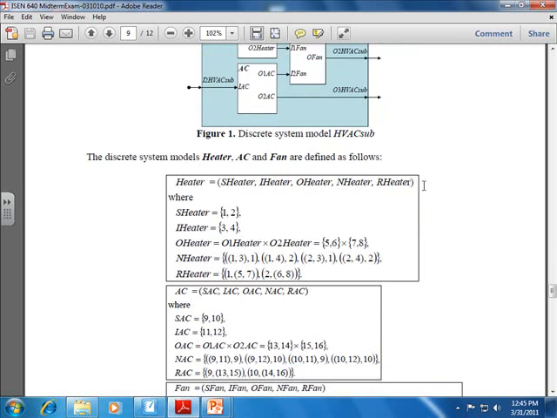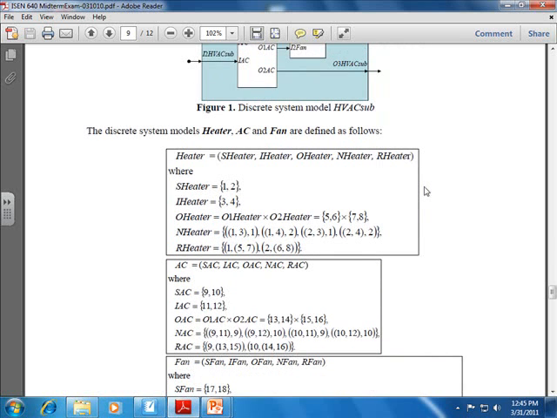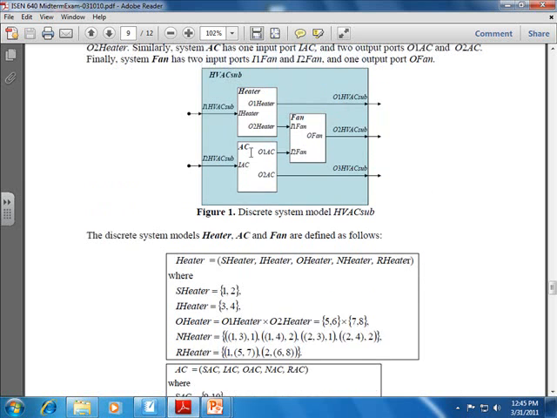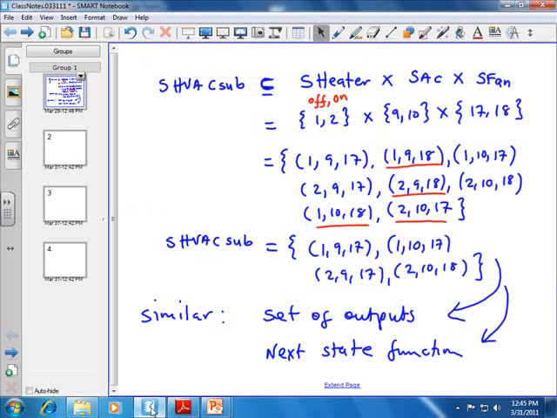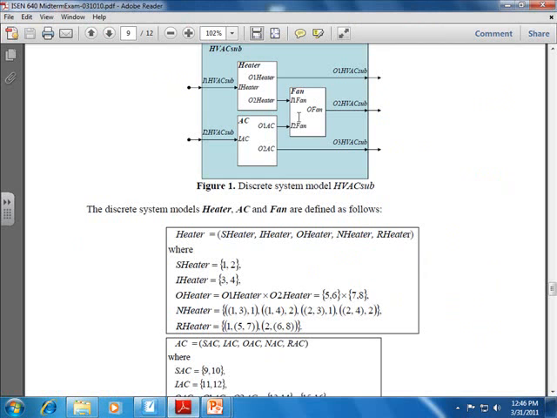And last time we concluded that when we look at the state space for the coupled model, the state space is not going to be equal to the entire Cartesian product of the individual states because of the definition of S fan. The fan comes on only when both the heater and the AC are on. So the next thing I'd like to do is to look at the input.